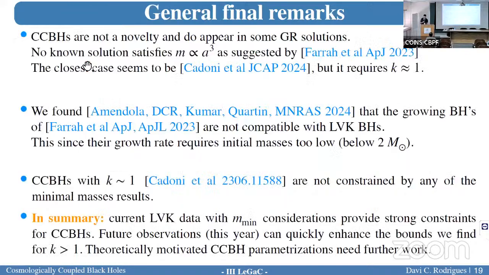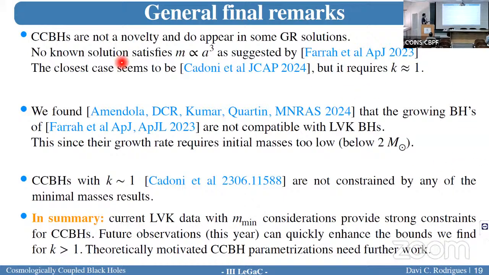Okay, general remarks, to conclude. Cosmologically coupled black holes are not a novelty and do appear in some GR solutions. No solution satisfies M proportional to a cubed, as suggested by Farrah and others in this paper here. We don't know how to generate them. The closest case seems to be the case of Cadoni, which requires K about 1. K about 1 is not eliminated according to our analysis. It's a possibility.